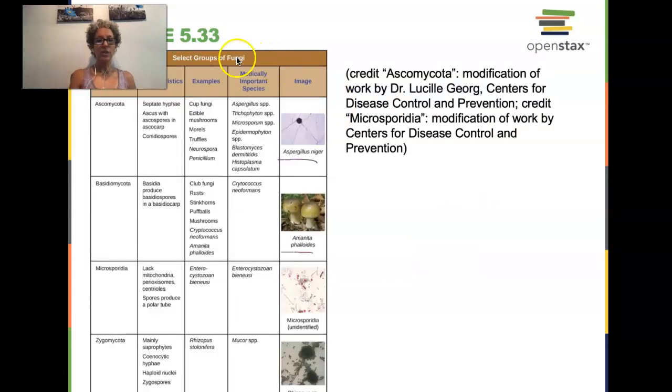And here, the select groups of fungi. Again, we will have lots of different ones we will see in our disease chapters. You don't need to know the grouping or its spore capacity, but the names of them. The Aspergillus niger is a toxic fungus, and I've circled the Amanita phalloides, which is a mushroom that is toxic.